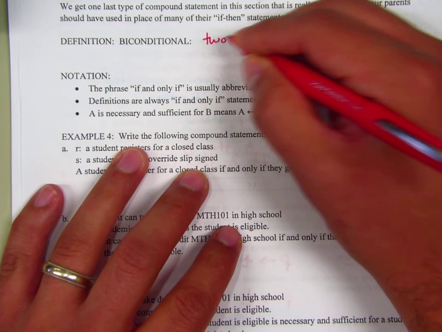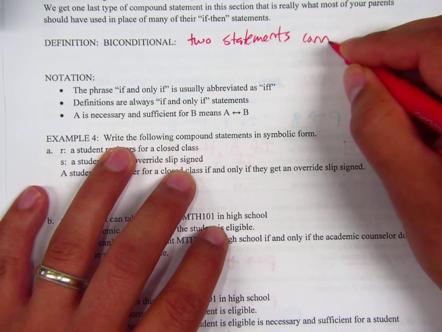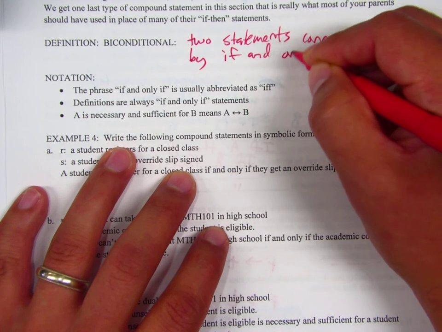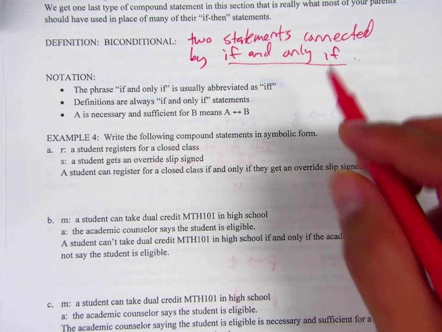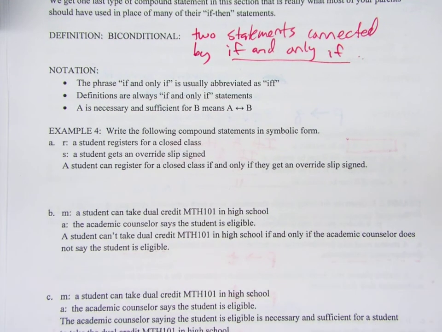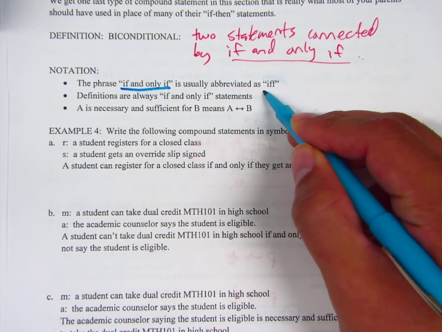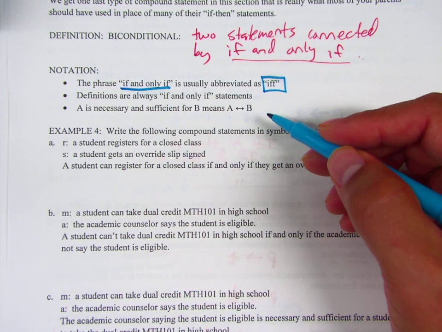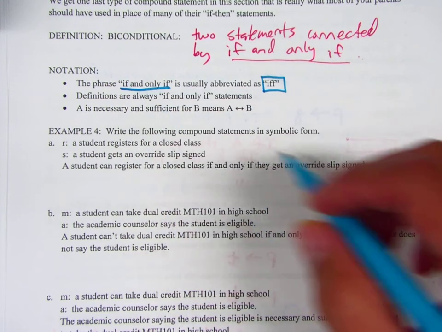And again, this is two statements connected by the words if and only if. And just some common things to be on the lookout for. If and only if. This is a commonly used abbreviation. It's not really a word, IFF. It's an abbreviation that stands for if and only if. So if you see me throwing it around on the board or maybe on my math lab, that's the same as if and only if.